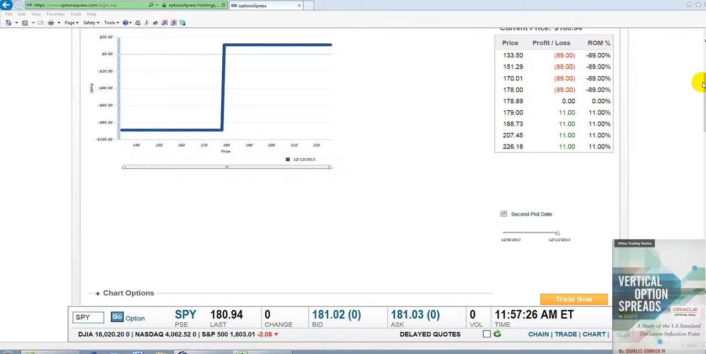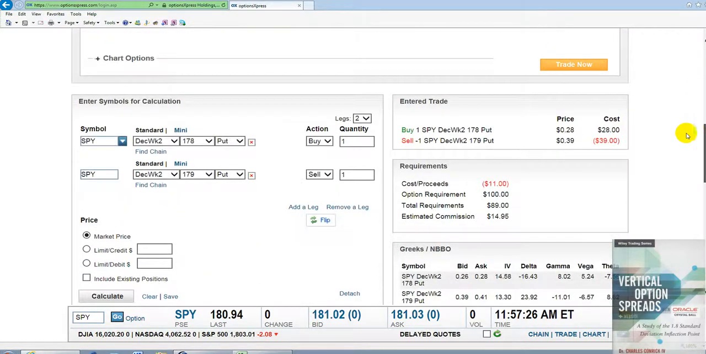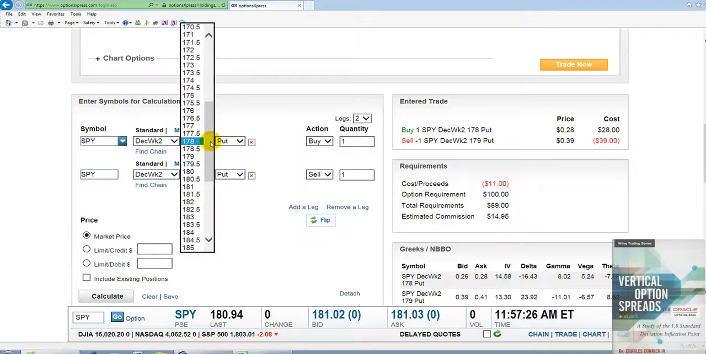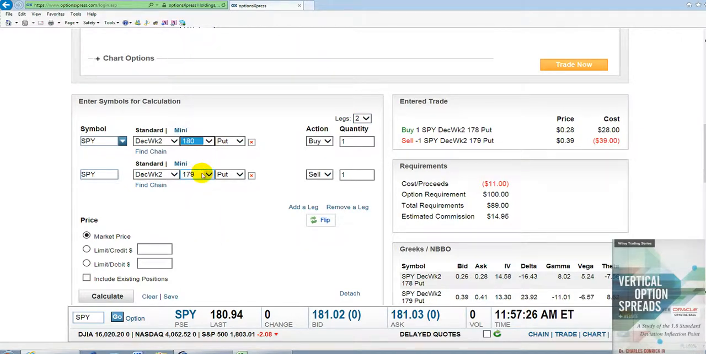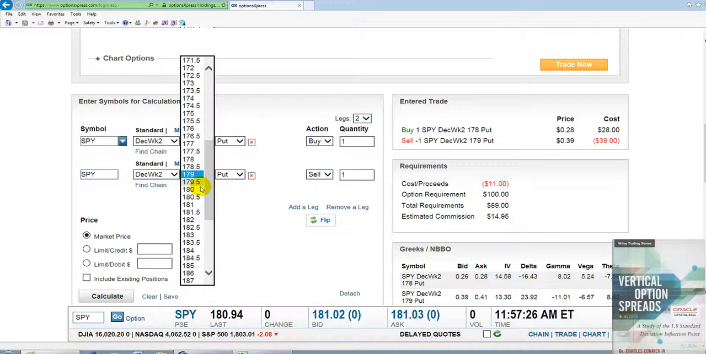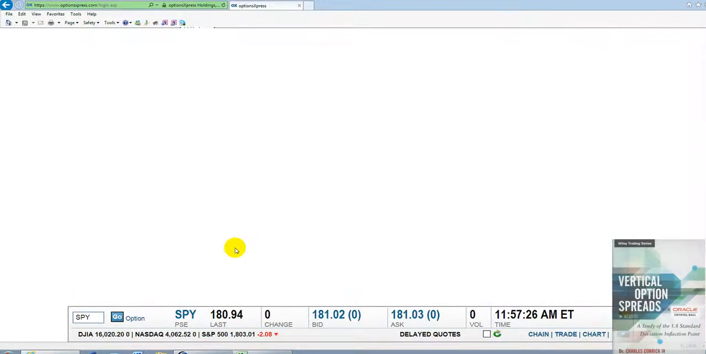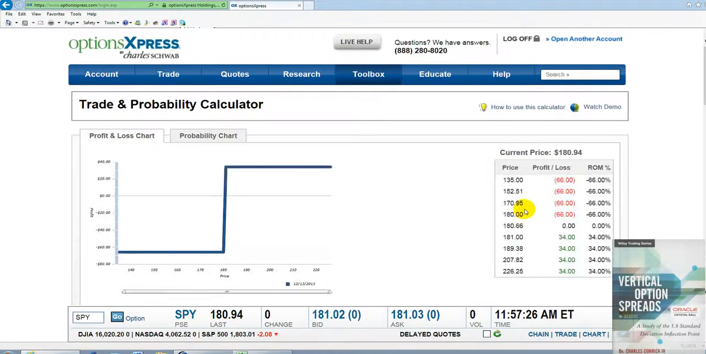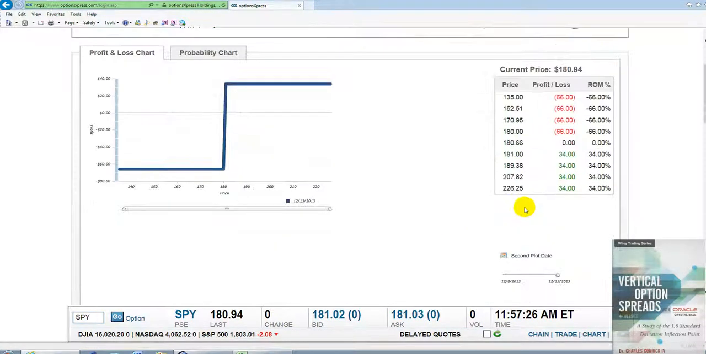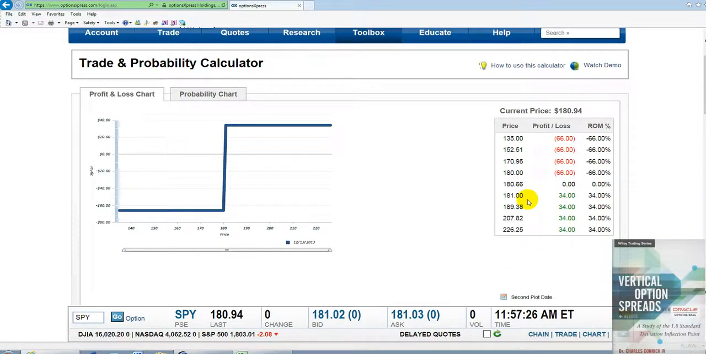As soon as I can figure out how to get the slide bar moved. There we go. And we could go, say, at a 180 and a 181. In other words, we'll put the top leg right at the current price, calculate the trade, and you're going to see the payoffs will be much better. And in this case, it's a 34% gain against a 66% maximum loss.